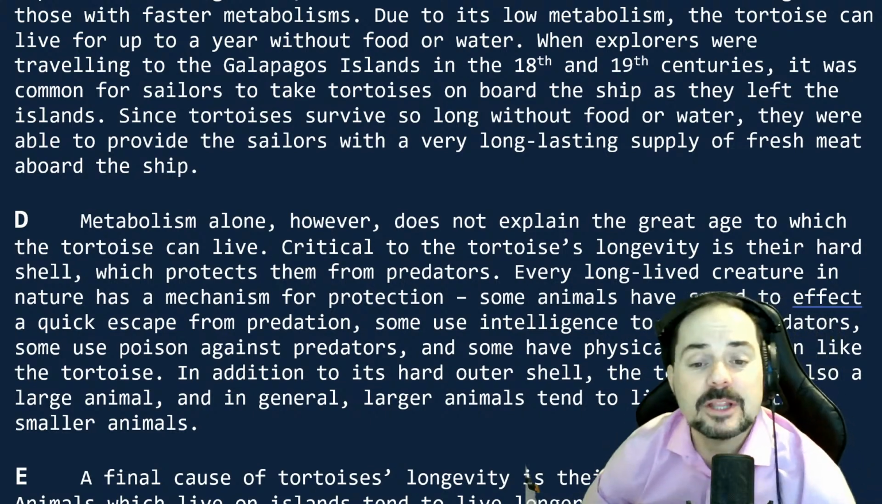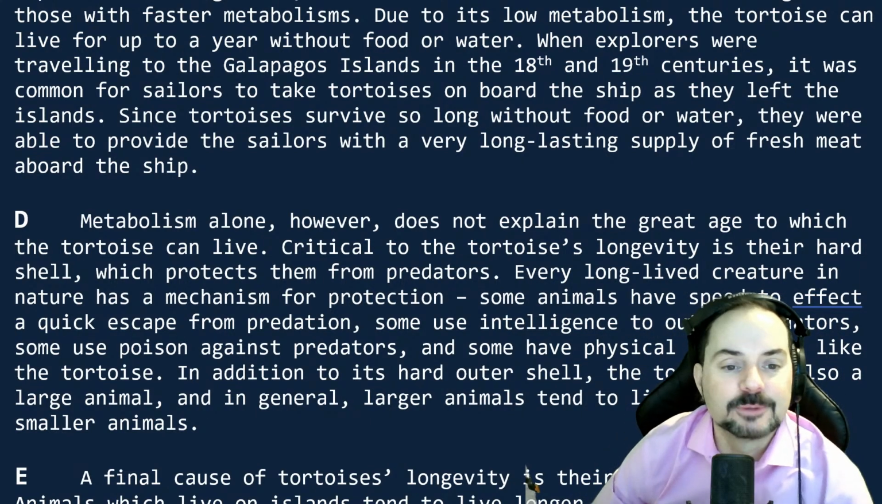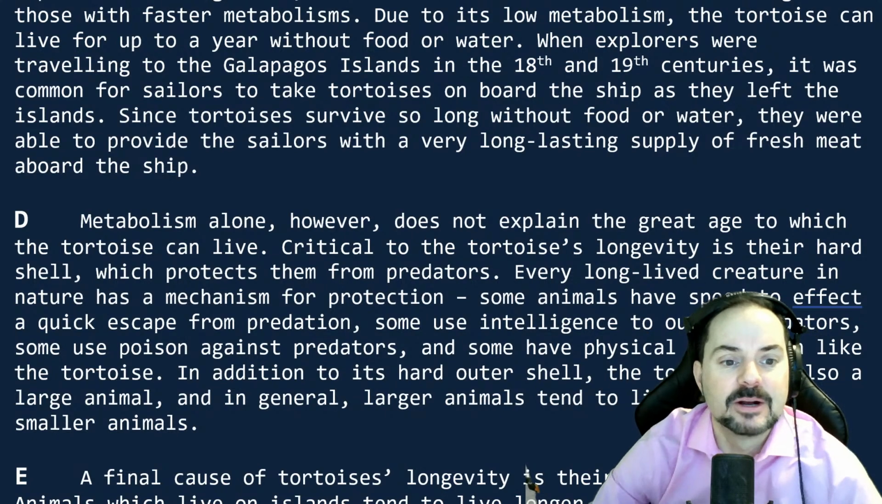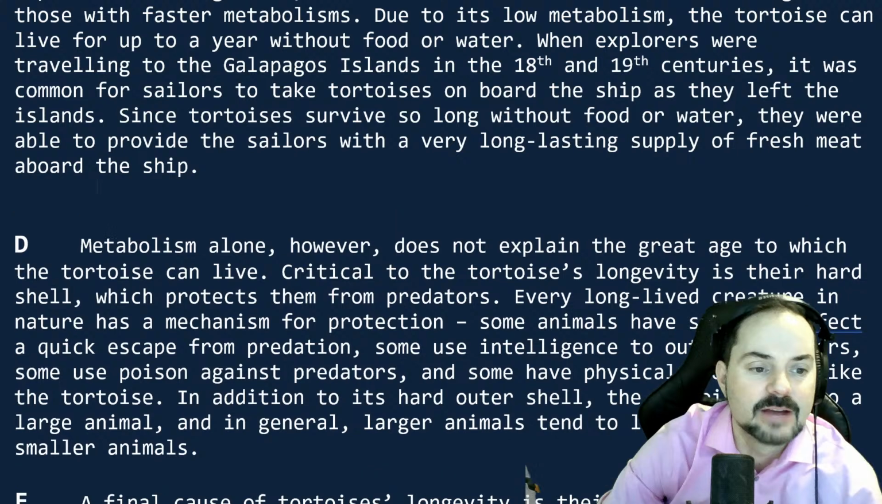Okay, Romelia, good. That was very nice, fast, fluent reading. Okay, good. So, Romelia, what is this paragraph about? What is this second body paragraph about?